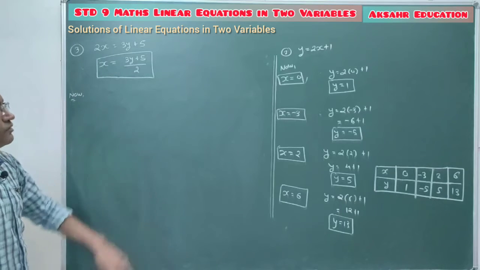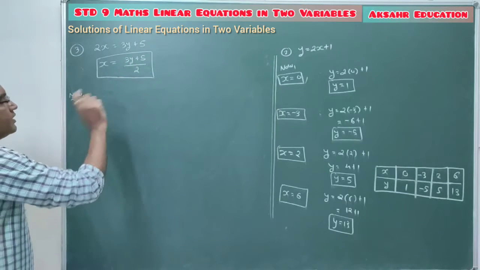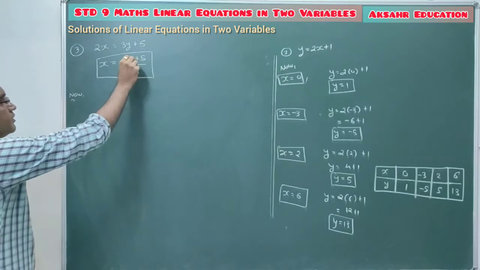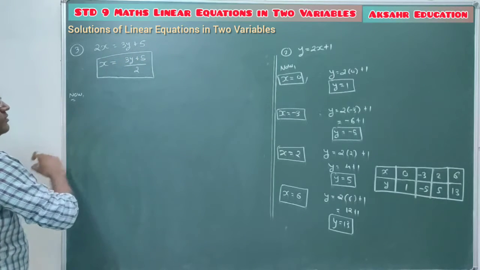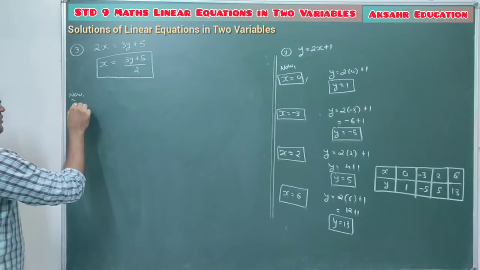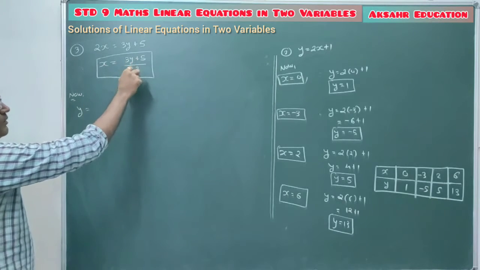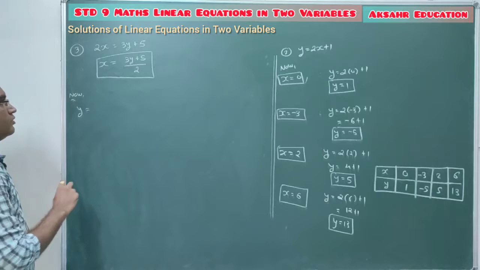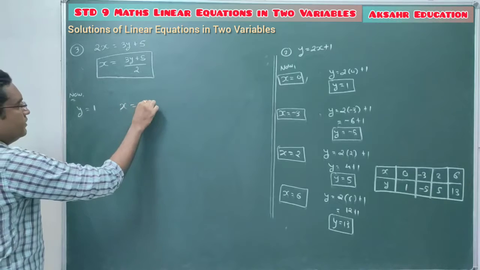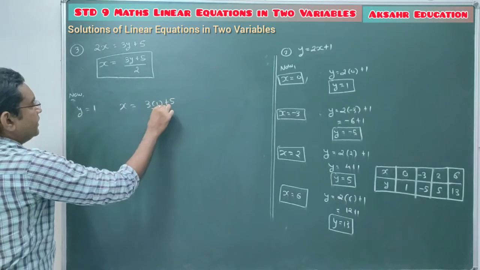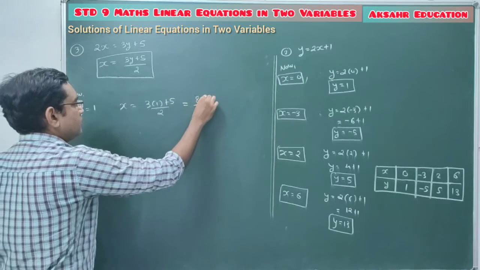Clear? So for solution purposes you can put any value of y, but when you are drawing the graph you have to put those values of y for which we get integer x. Let me try that. Suppose we take y equal to 0, so it's 5 by 2, so we are not taking y equal to 0. Suppose we put y equal to 1, then the value of x will be 3 into 1 plus 5 divided by 2. So this is equal to 3 plus 5, 8 by 2, this is equal to 4.